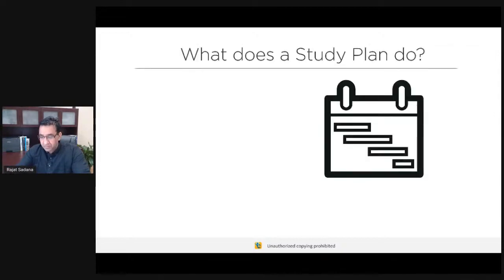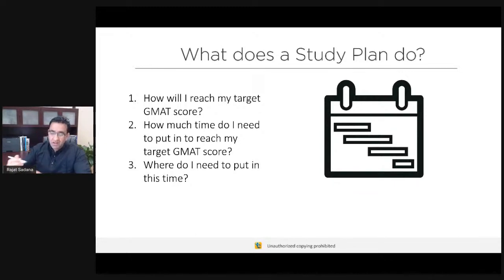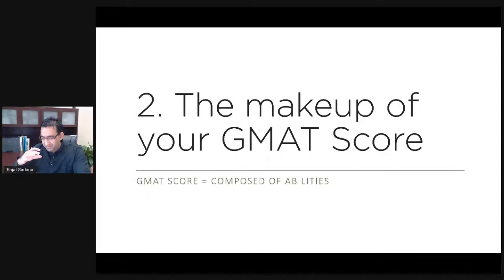Okay, so what should a study plan do? It will answer this question: how will I reach my target GMAT score? It will tell you where you should put in that time to reach that particular score, and how much time you need to put in. And again, as you're putting in that time, it will also tell you the improvement that you would attain overall. Okay, so with that as a foundation, let's get into how that GMAT score is built up.